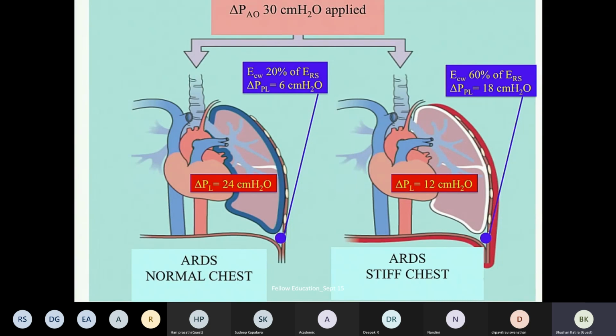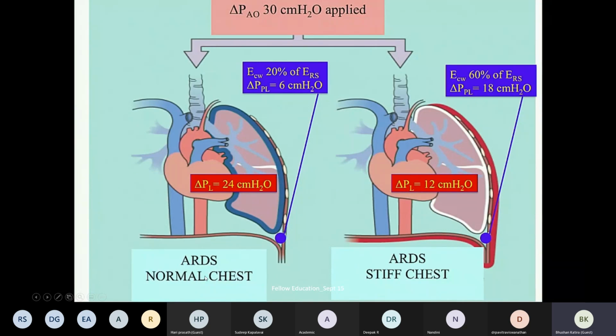It is easy. When you do compliance, it is 1 upon the compliance of the respiratory system is equal to 1 upon the compliance of the chest wall plus 1 upon the compliance of the lung. So it becomes mechanically complicated to calculate. So when we say elastance, 20% of the elastance of the respiratory system comes from the chest wall, which means directly mathematically you can say that when you apply a driving pressure of 30, 6 centimeters will be used to move the chest wall. Fair? And 24 is used for the lung.